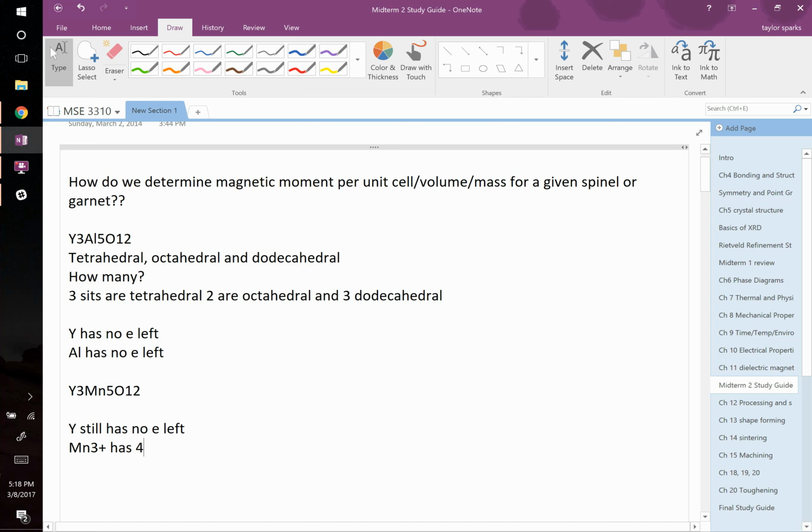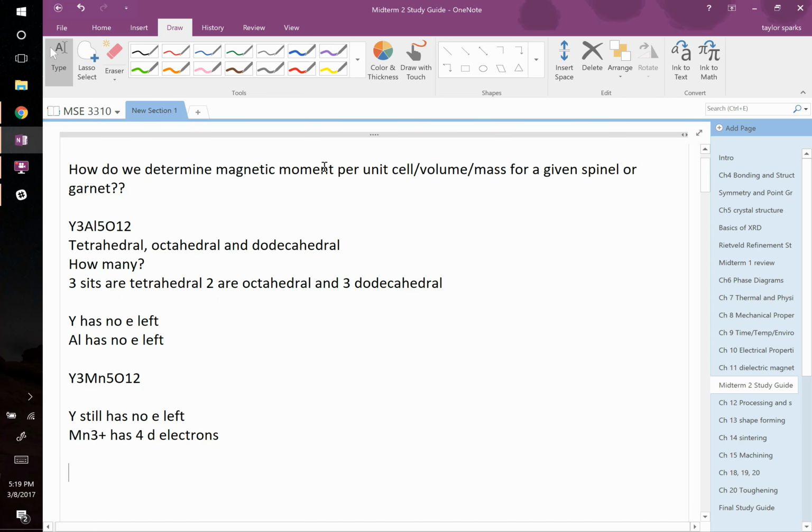If it has 4d electrons, what would that look like for tetrahedral sites? So Mn3+ on a tetrahedral site looks like what? Where are they going to go? What's a tetrahedral site look like? That's 2 below, 3 above. If it's got 4, there's a good chance it goes low spin. So let's say that it goes low spin. If it's low spin, meaning they pair up, what's the magnetic moment on the tetrahedral sites? Nada. Right? It's 0.